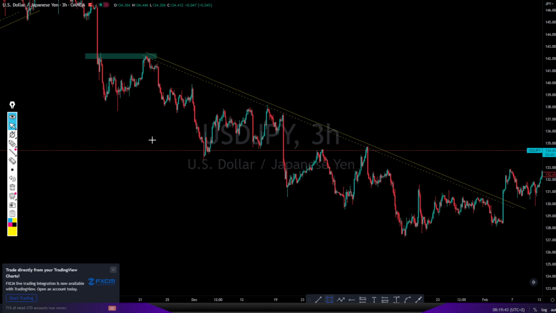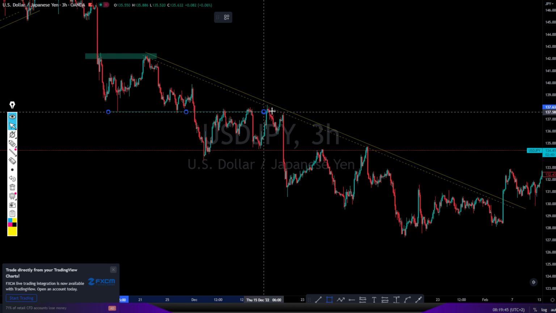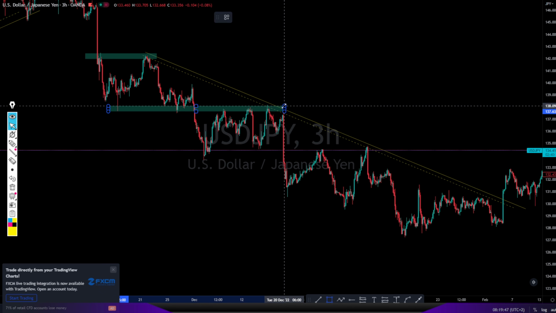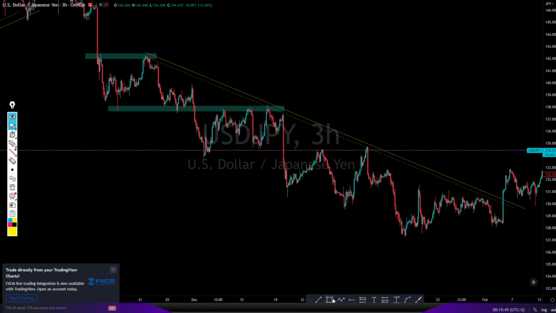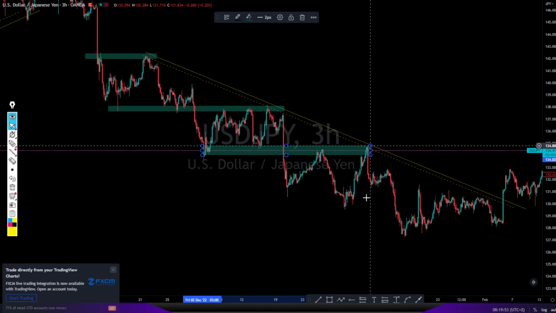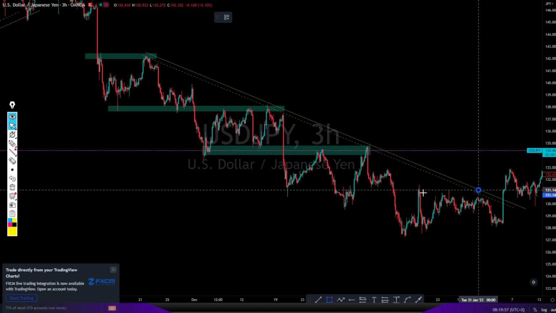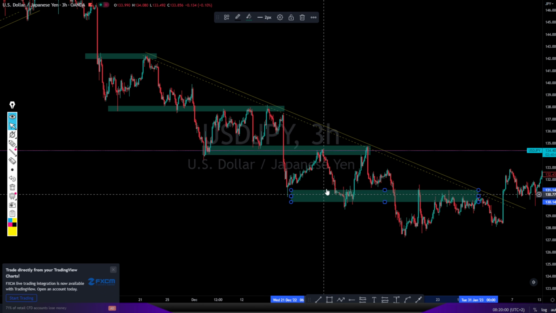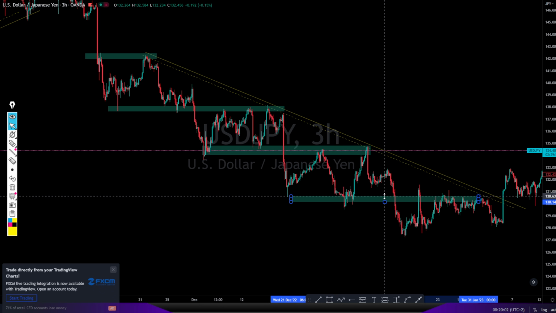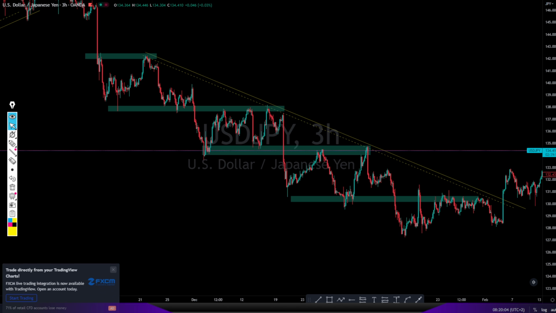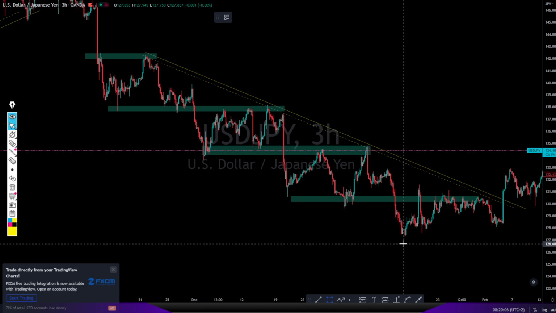So let me draw those structures that I've drawn before with a proper tool. Now you can easily see that, okay, the market is giving me some structures which I can use to take trades. Sometimes this can be very thick. The market doesn't really want to make this thing easier for us.